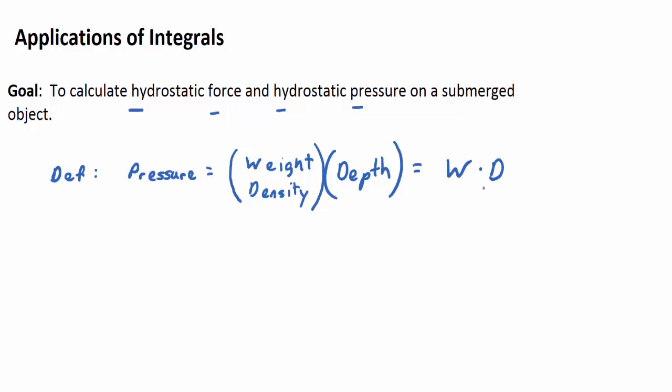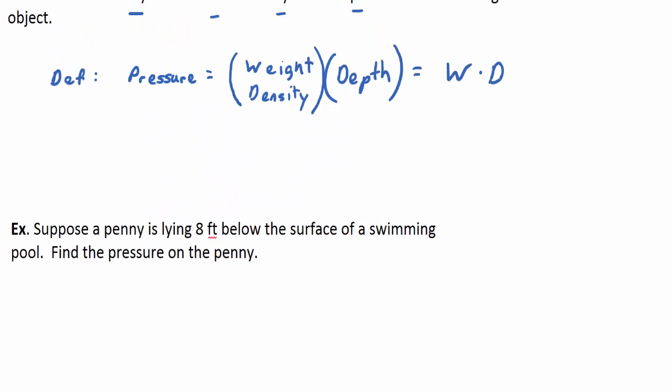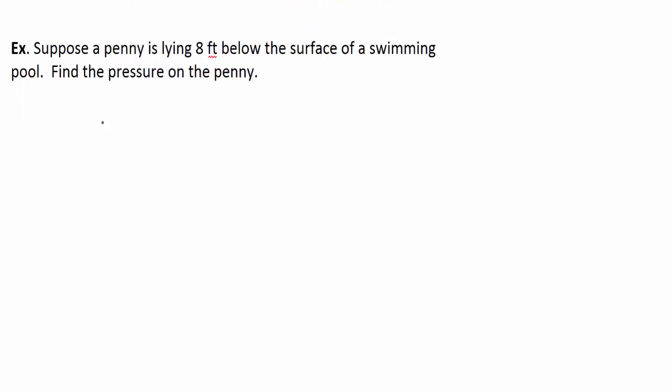Now, in the last section, W stood for work. It doesn't stand for work here, right? You just have to get used to that. It stands for the weight density of the fluid. So let's see if we can work an example based on that simple definition. Suppose a penny is lying flat on the horizontal bottom of a swimming pool, 8 feet below the surface. Find the pressure on the penny. Well, according to this definition, P equals W times D.